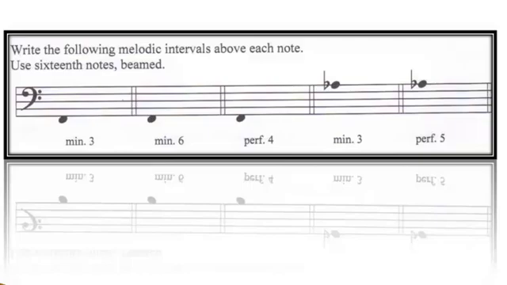In the last example, a perfect fifth above A flat, and if we say the names of the notes of the key for A flat major, it would be A flat, B flat, C, D flat, E flat. So A flat to E flat would be a perfect fifth.